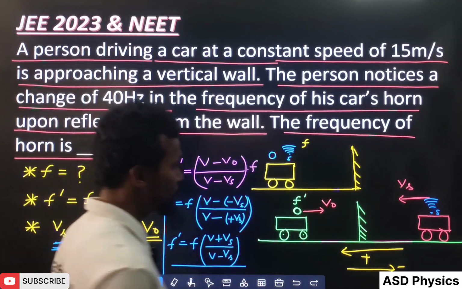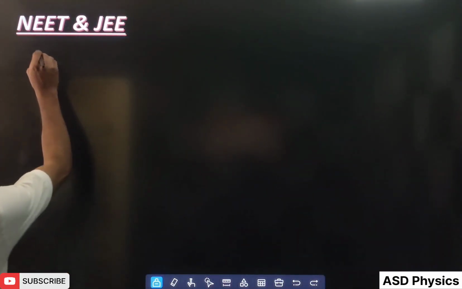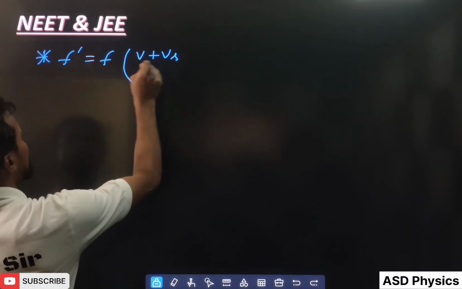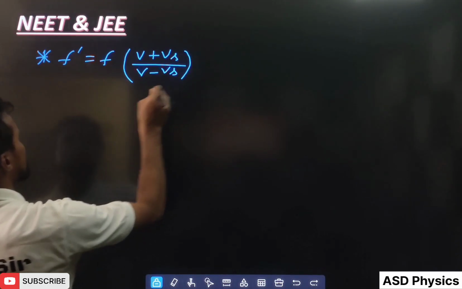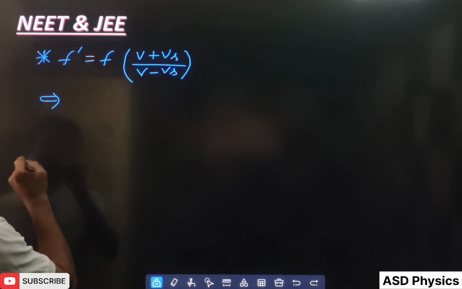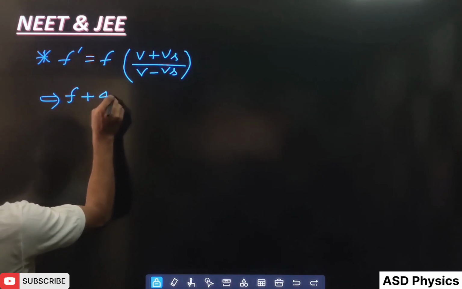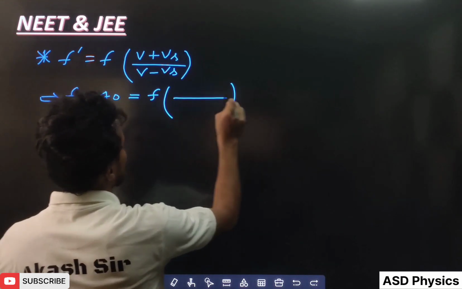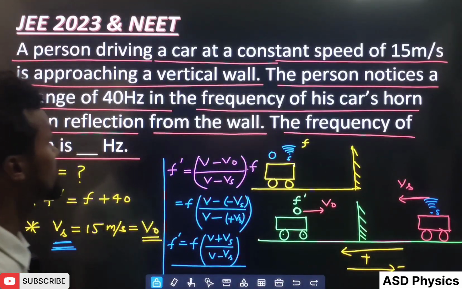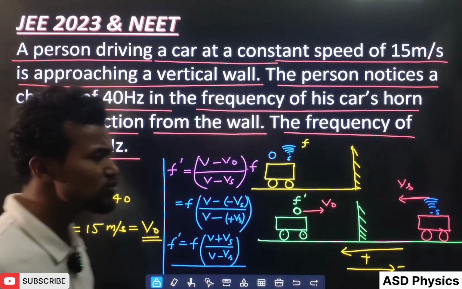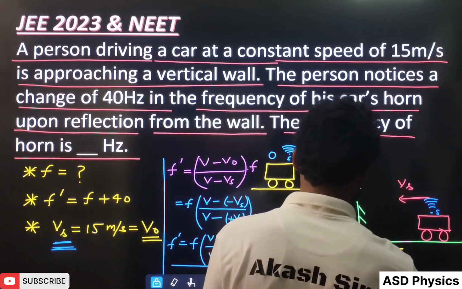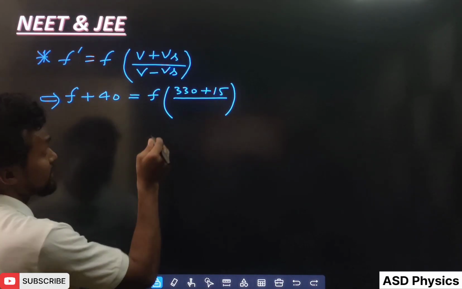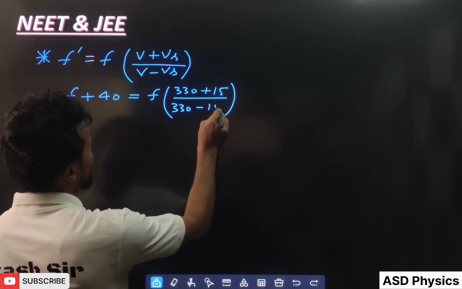Okay, after that we'll go to the next page and see here, as we have got F dash equal to F into V plus Vs by V minus Vs. Now students, what is the value of F dash? It is given here as F plus 40, equal to F, and here we will put the values. You can see very well, students, the speed of sound V is not given, so I will take 330. Okay, nothing is given, that means 330. So see here, this 330 plus 15, it is given here. After that 330 minus 15.